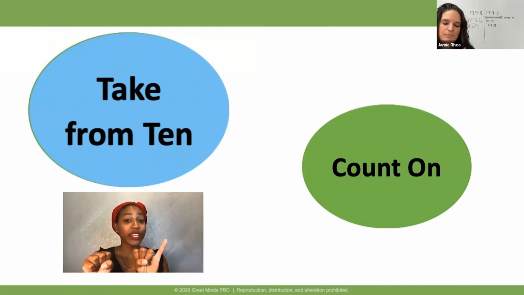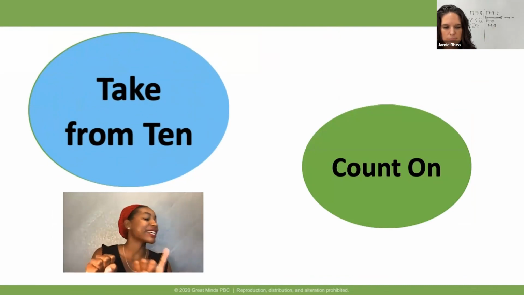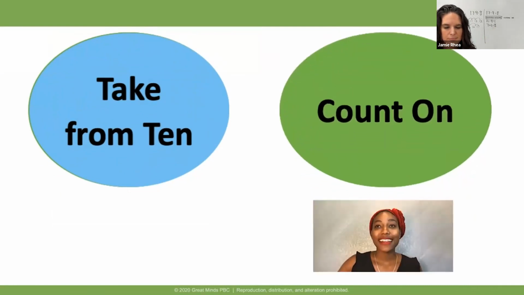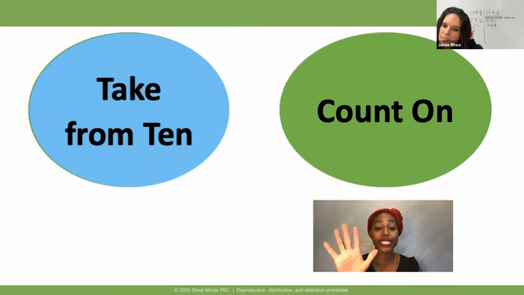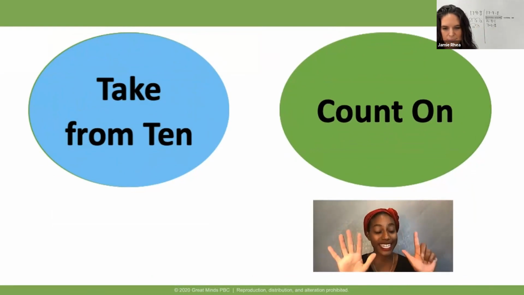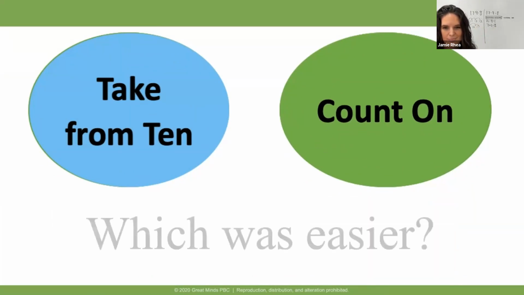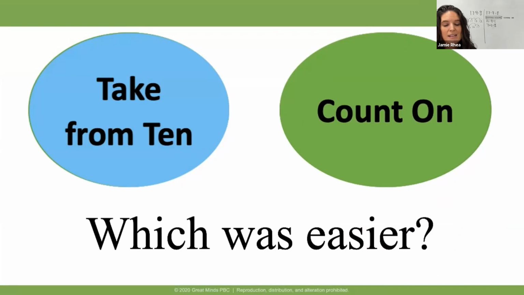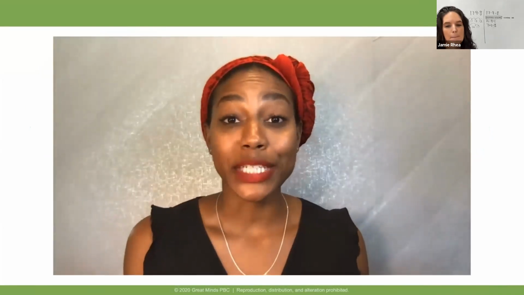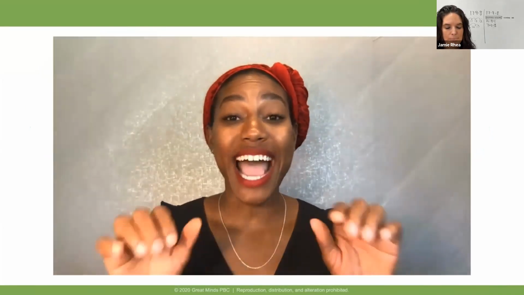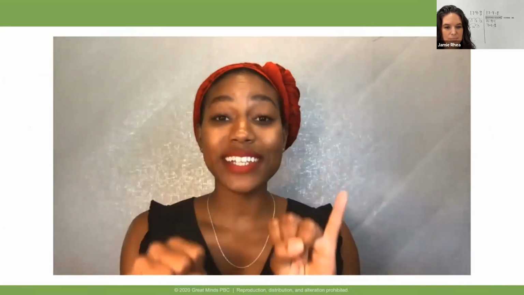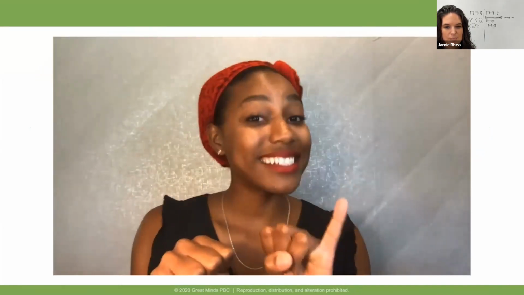Okay. 1 real finger and 7 imaginary fingers. 9, 10, 11, 12, 13, 14, 15, 16, 17. For me, take from 10 was easier. But for you, like I said, it might have been counting on. It just depends on you. The take from 10 strategy was easier for me because I could just take 9 all at once. And I know 1 and 7 is 8.